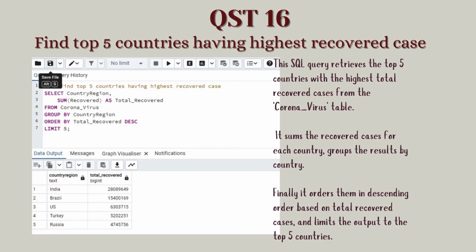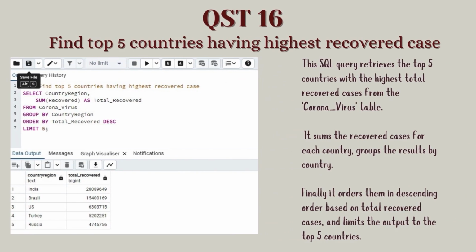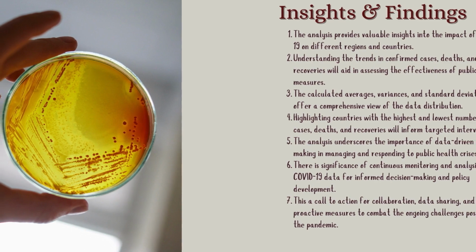Our last analysis question is to find the top 5 countries having the highest recovery cases. Our query here checks the top 5 countries, and it does so with the query that is shown in the image below. Alongside it sums the recovered cases for each country, groups the results by country, and finally orders them in descending order based on the total recovered cases and limits the output to the top 5.